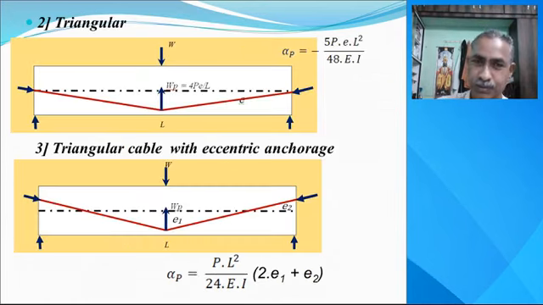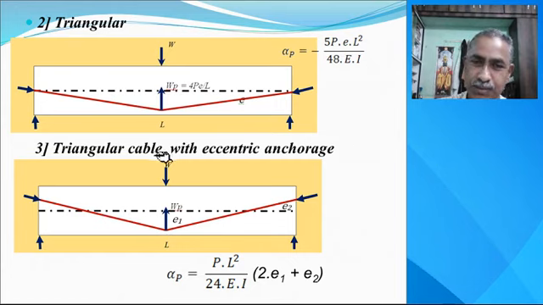Now the second case: there is an inclined tendon, that means a point load is there at the center, and as per the load balancing concept, we can provide a triangular cable profile. In that case, alpha P is equal to minus PeL square divided by 12 EI.